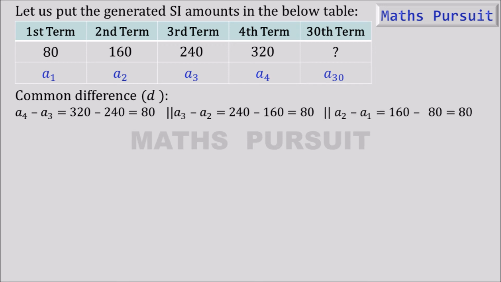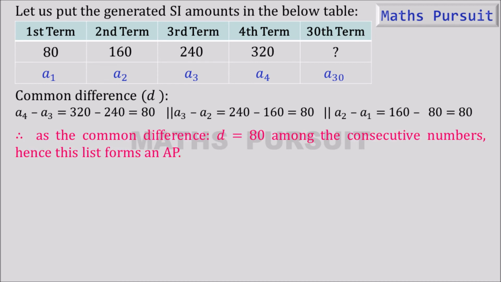And similarly, the common difference between second term and first term, that is A2 minus A1, is equal to 160 minus 80, that is equal to 80. Therefore, as the common difference d is equal to 80 among the consecutive numbers, hence this list forms an arithmetic progression. Guys, it is a well-known fact that if the common difference among the consecutive numbers is a consistent figure, then it forms an arithmetic progression. Now we have a1 is equal to 80, d is equal to 80, a30. That means we need to find out what is the value for the 30th term.